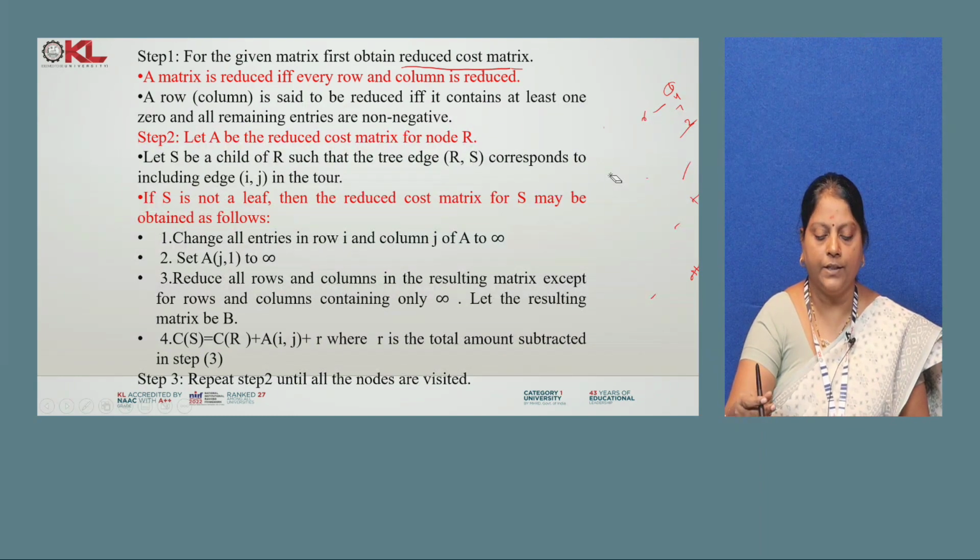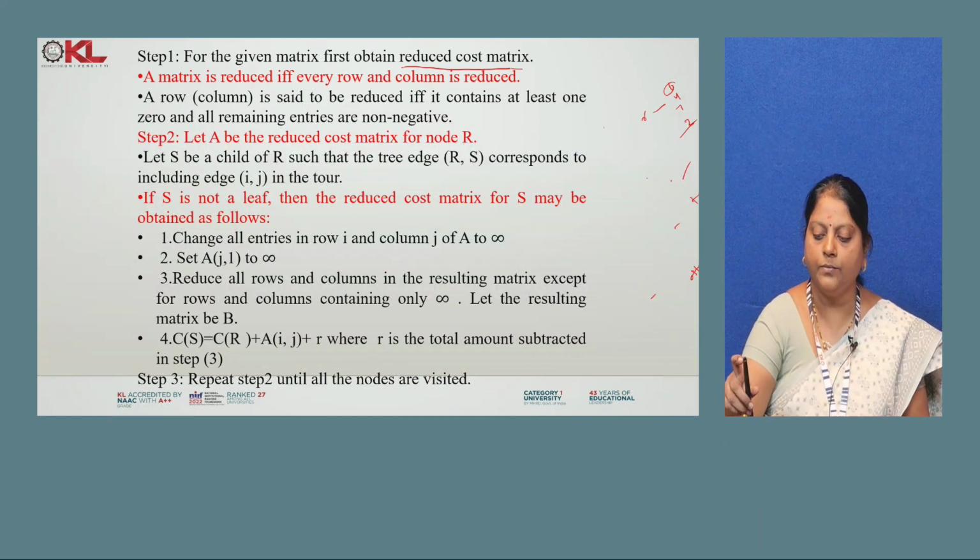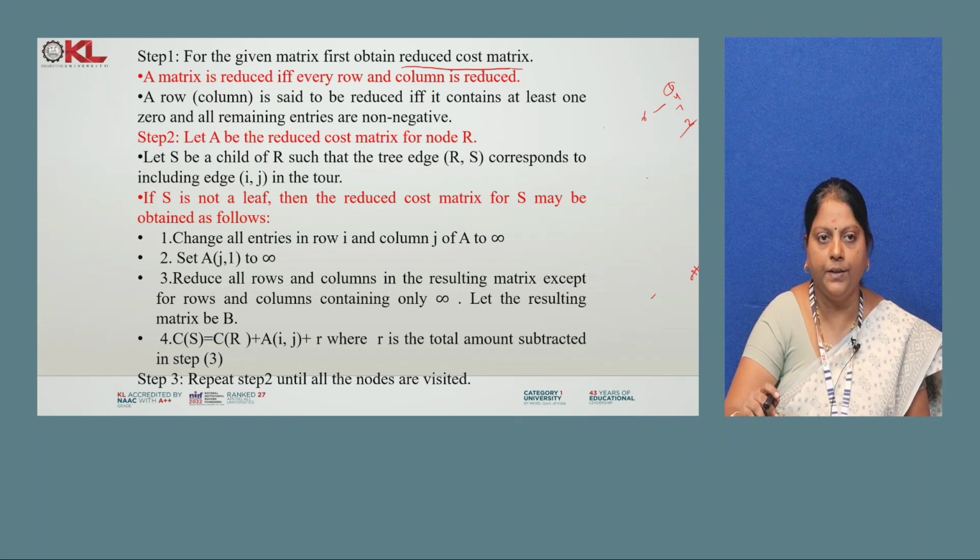What is the first step in this algorithm? First we have to define a reduced cost matrix by applying row reduction and column reduction. What is row reduction and column reduction? Every row and column is said to be reduced if and only if it contains at least one 0 and all the remaining elements are non-negative. So that is called the reduced cost matrix. Then go to step 2.